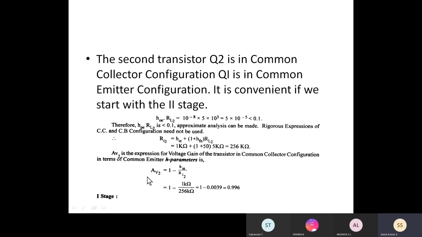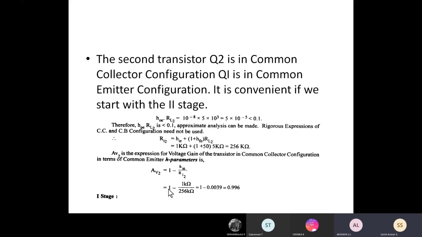I have calculated and substituted there, and I am getting the second transistor voltage gain as 0.996. Right. So once you have calculated AV2, they asked to find the value of AV1, AV2, and the overall voltage gain. So is it easy to understand? Are you facing any difficulty?